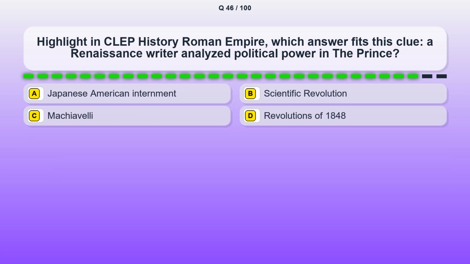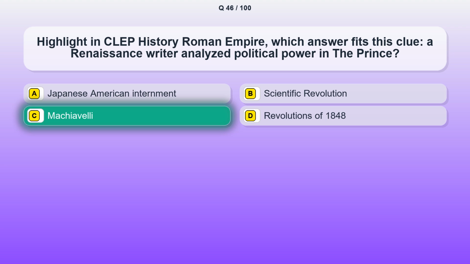Question 46. Highlight in CLEP History Roman Empire, which answer fits this clue? A Renaissance writer analyzed political power in The Prince. Option A, Japanese-American internment. Option B, scientific revolution. Option C, Machiavelli. Option D, revolutions of 1848.